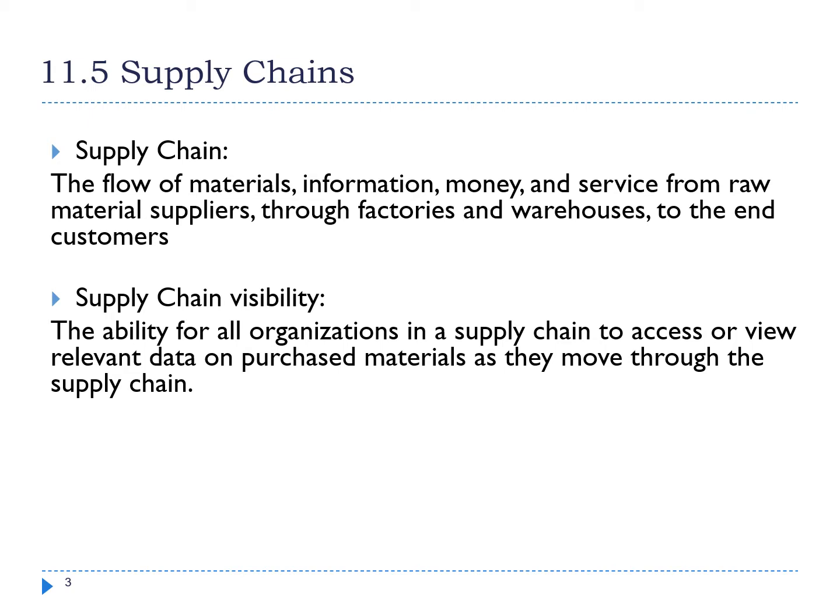Supply chain is the flow of materials, information, money, and service from raw material suppliers through factories and warehouses to the end customers. Supply chain visibility is crucial in supply chain. It is the ability for all the organizations in a supply chain to access or view relevant data on purchased materials as they move through the supply chain. If you have perfect visibility, you have what is called supply chain transparency.